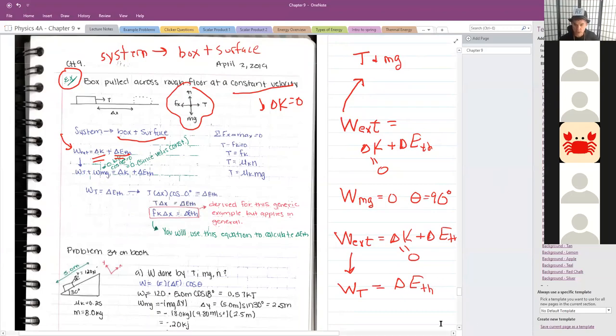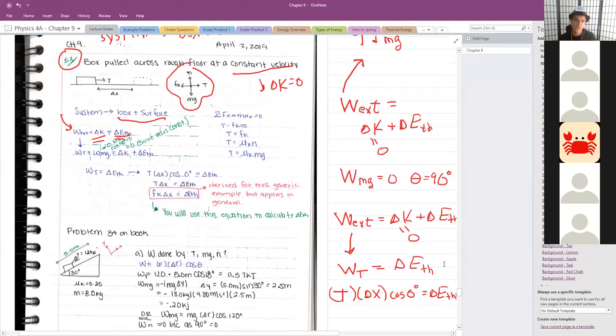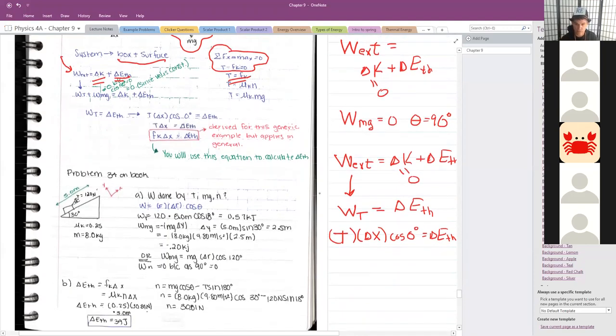Well, the work done by tension is just the force of tension times the displacement times the cosine of the angle between them, which in this case is zero, which equals the change in thermal energy. But here's the key point. If I'm pulling something at a constant velocity, then I know the sum of the forces in the x direction is zero, which means tension minus the force of kinetic friction is zero. So tension is going to equal the force of kinetic friction. So I can replace tension with the force of kinetic friction, and what I get is the change in thermal energy equals the force of kinetic friction times the displacement over which kinetic friction is acting.